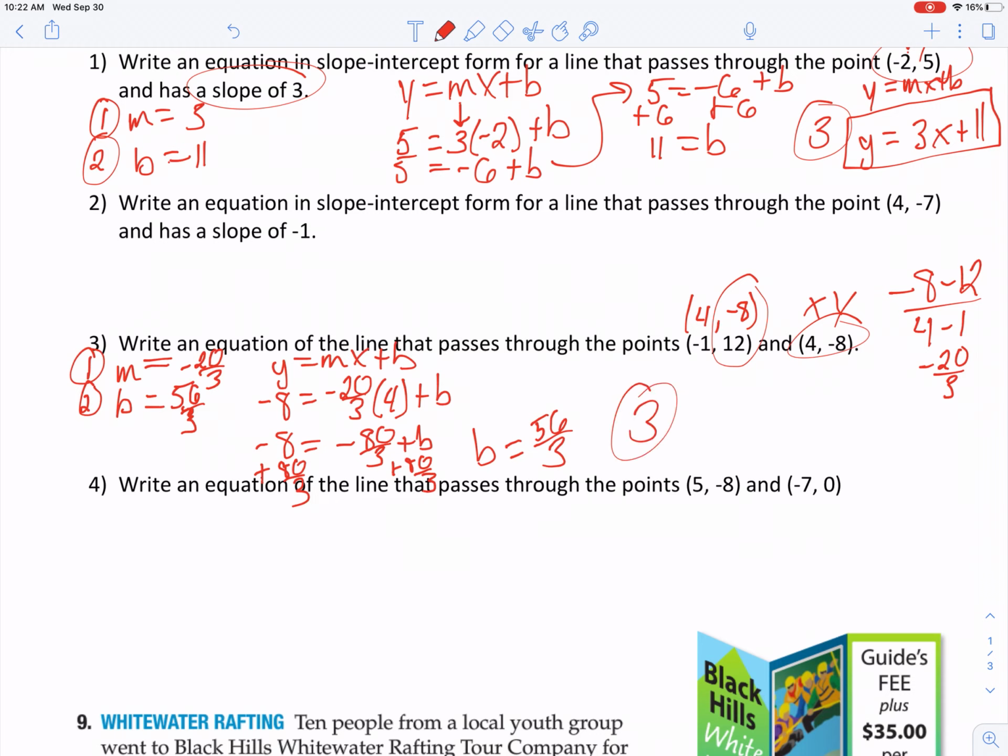So finally, question 3, what's my equation? Y equals, my slope was -20 thirds, x plus 56 thirds. That had some fractions. That's not necessarily our favorite, but it still works, and there it is.